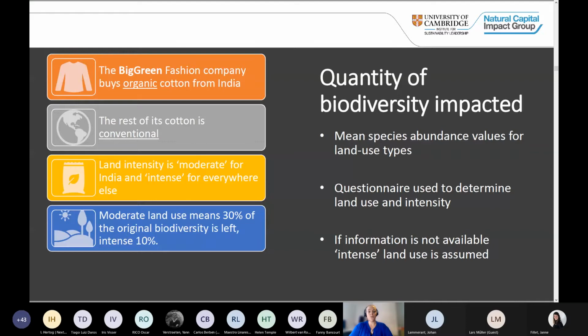So for the second component, the quantity of biodiversity impacted, we use something called mean species abundance values. I think the next two speakers are going to talk about that in a little more detail, but essentially it comes from a global model which looks at what proportion of biodiversity is left in different land use types and intensities. So what we do is we have a questionnaire which asks the companies about the production practices to determine land use and intensity.